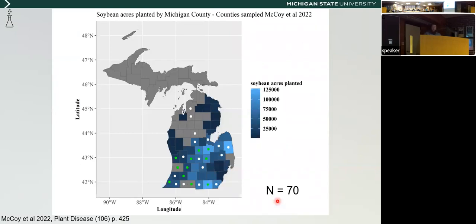Unsurprisingly, most of our Phytophthora positive soil samples were from the west side of the state, right by Lake Michigan. It stays very wet there. We have a lot of muck soils and heavy clay soils on that side of the state. So we regularly see Phytophthora sojae being a problem there. So that wasn't too surprising.